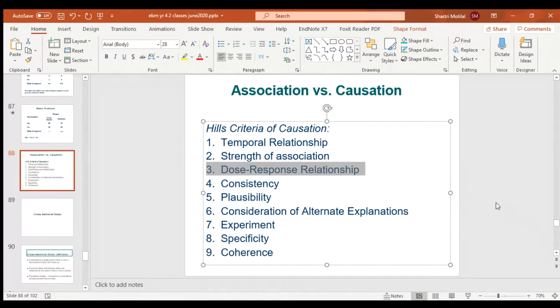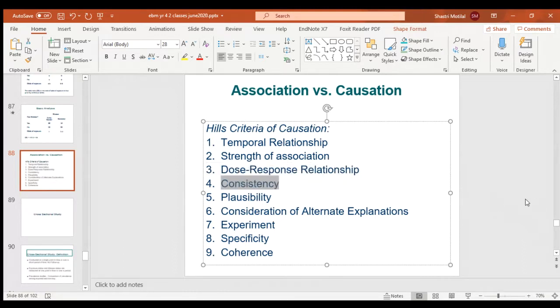Dose response relationship means the more of the exposure the person has, the more disease we see. So if a person has 30 pack years of smoking and we see 10% of them getting lung cancer, if we see a person now with 60 pack years of smoking, we would expect probably twice as many people, or more people, to get lung cancer, much more than 10%. So it's a dose response relationship.